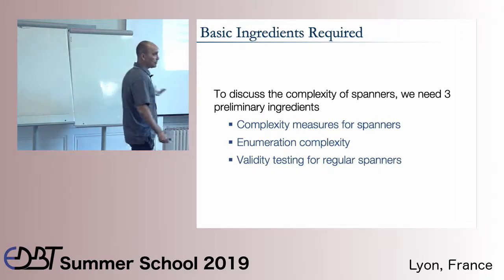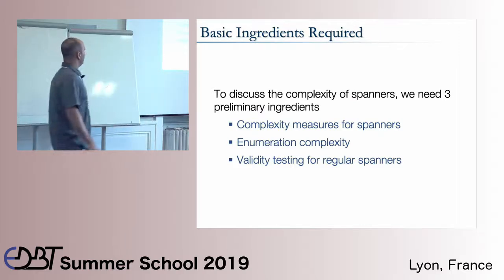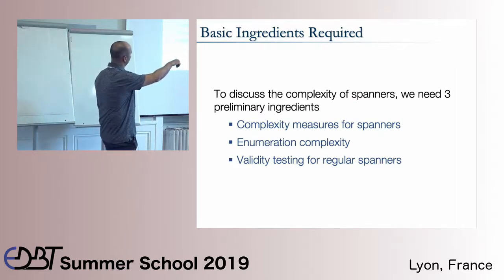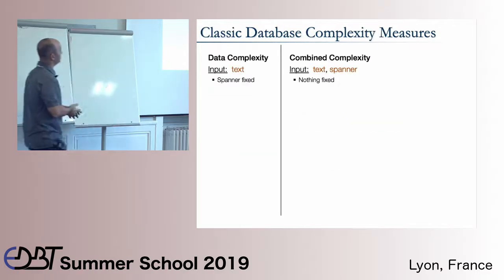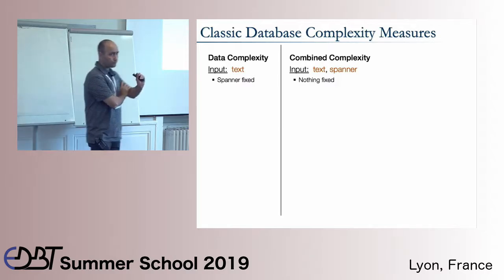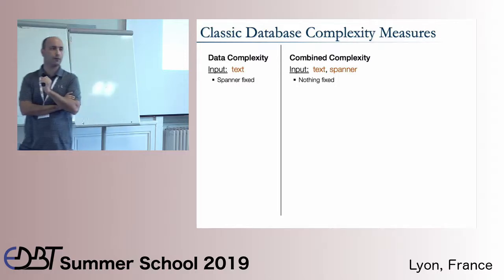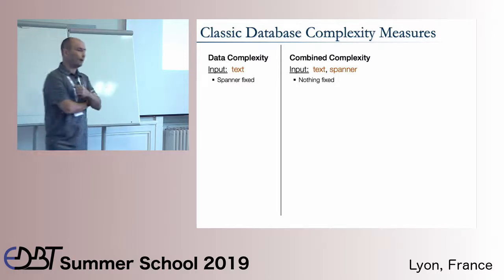What happens with the spanners? The picture is more involved. And two other things, enumeration complexity and the validity that I'll mention. So let's start with complexity measures for spanners. In the world of database, we have two main measures. There are also others, but the two traditional measures are the combined complexity and the data complexity.